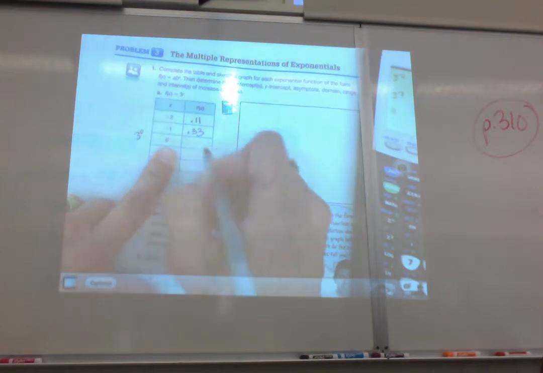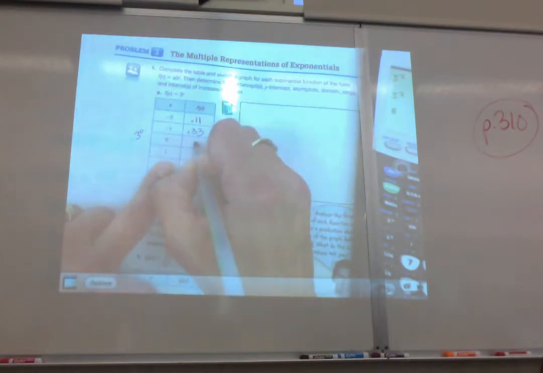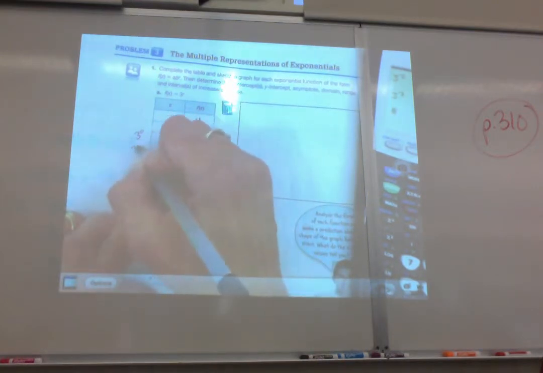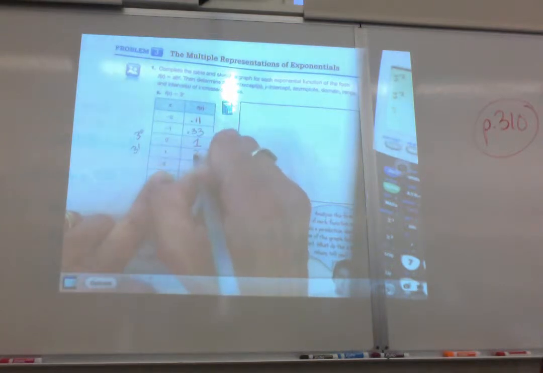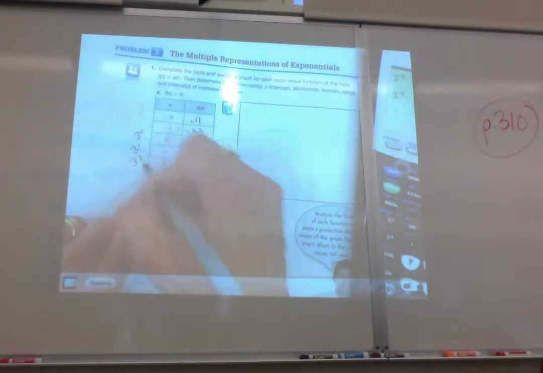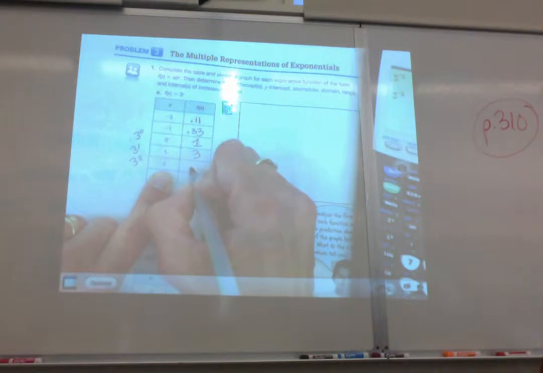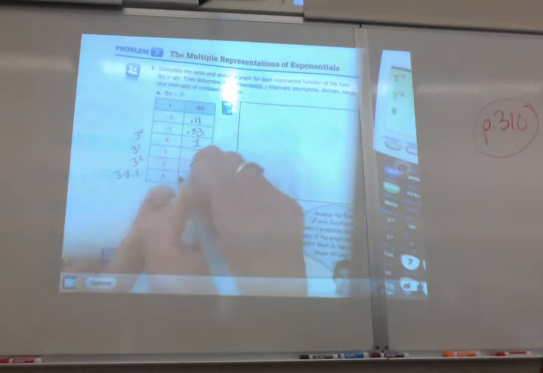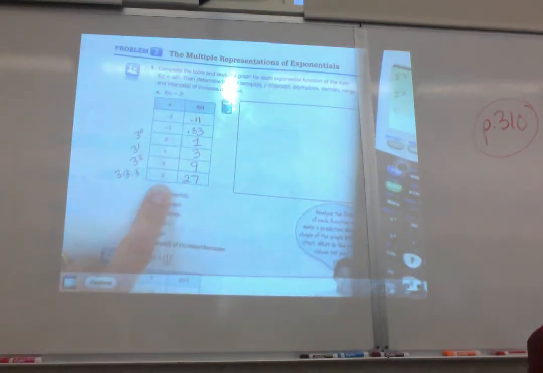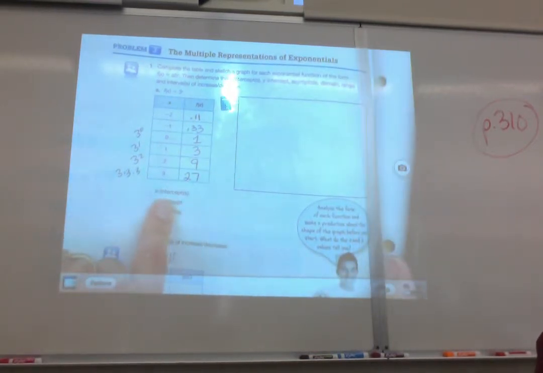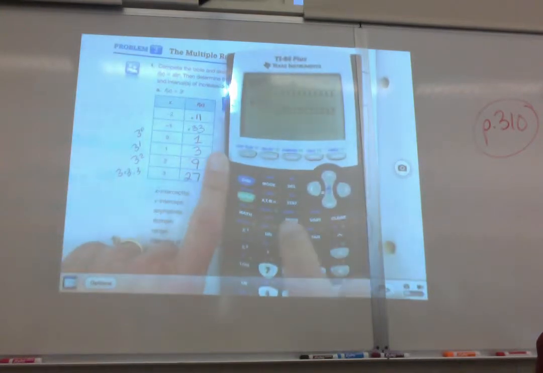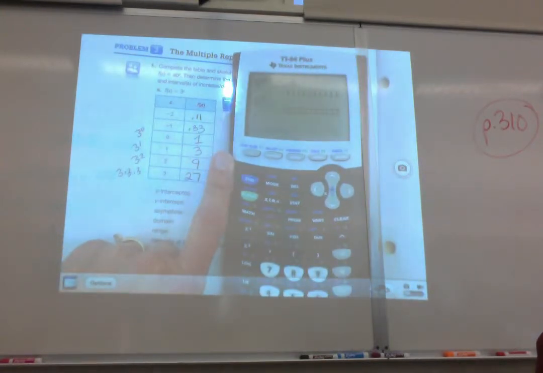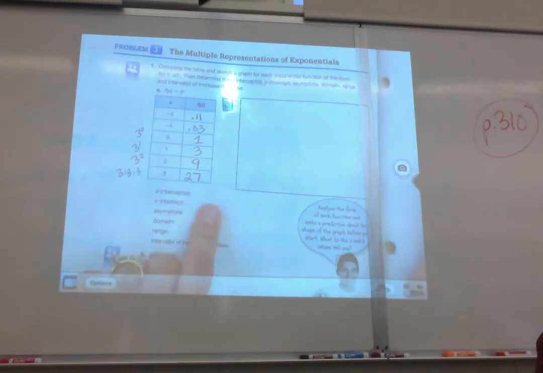Any number raised to the 0 is 1. 3 raised to the 1. 3 raised to the 2. 9. 3 times 3 when it's an exponent. 3 raised to the 3 is 3 times 3 times 3. Good job. 27. What does that look like on a graph? Let's see about... It's going to be exponential. All right.